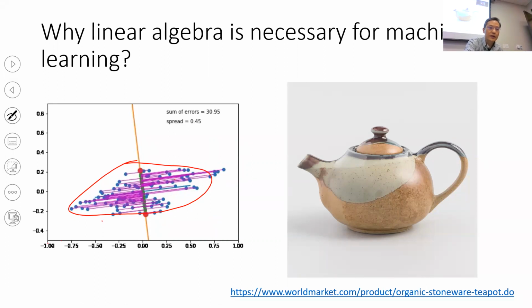So in order to view the data points from different angles, you have to rotate them. Rotating the data points is equivalent to rotating the coordinate system. So in this two-dimensional space, you have an x-axis and a y-axis. If you rotate the data points, it's the same as rotating your x-y axes to different angles.